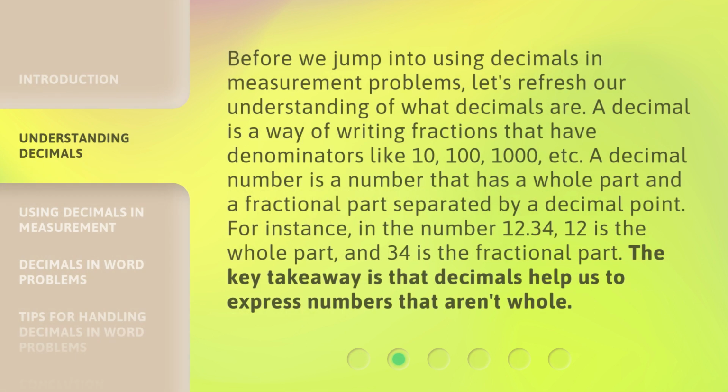Before we jump into using decimals in measurement problems, let's refresh our understanding of what decimals are. A decimal is a way of writing fractions that have denominators like 10, 100, 1000, etc. A decimal number is a number that has a whole part and a fractional part separated by a decimal point. For instance, in the number 12.34, 12 is the whole part, and 34 is the fractional part. The key takeaway is that decimals help us to express numbers that aren't whole.